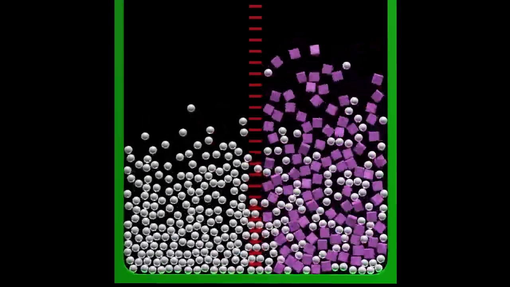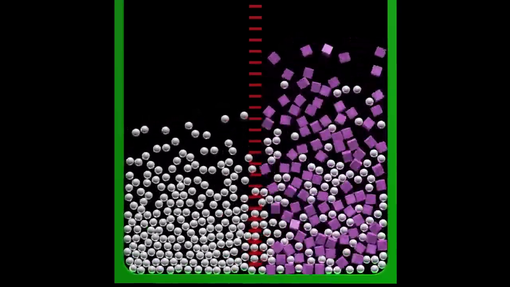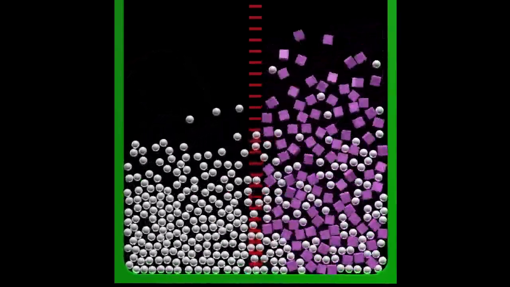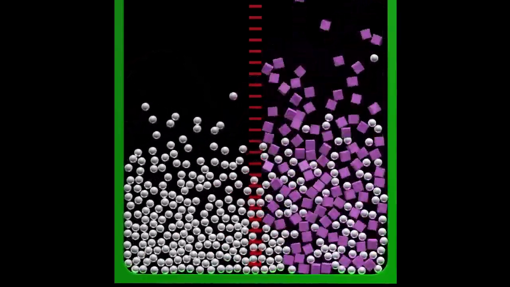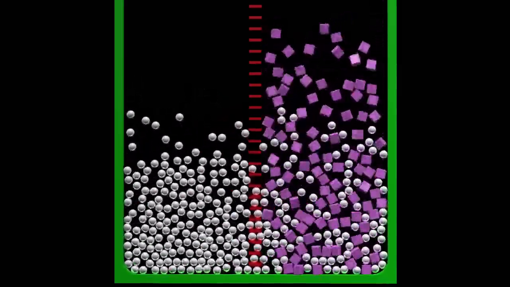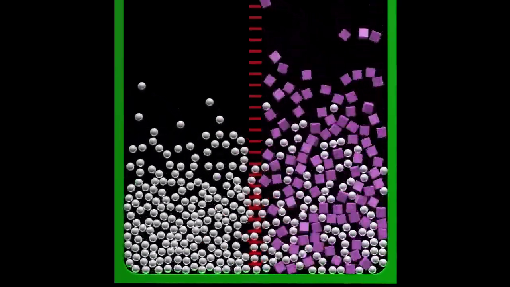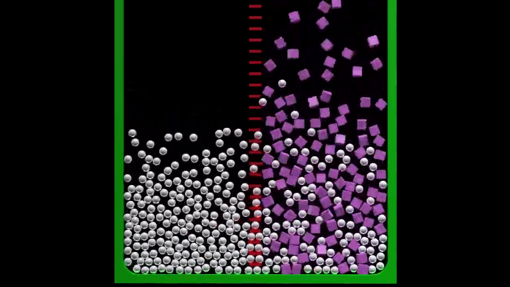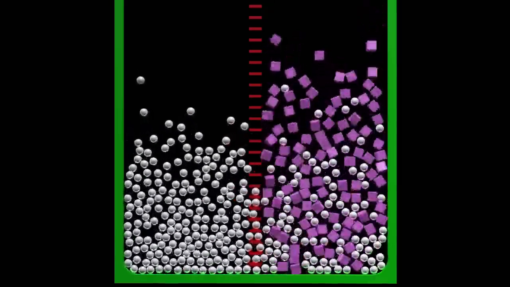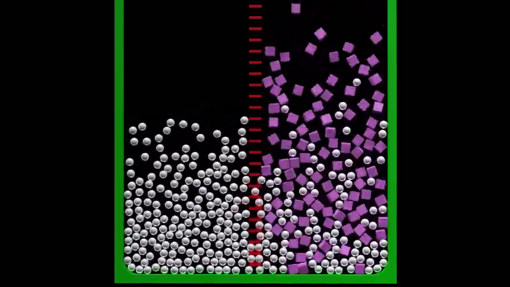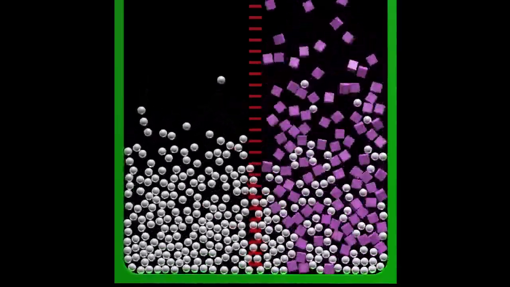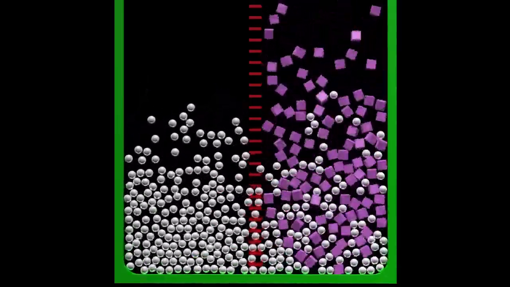All the square particles are stuck on the right side of the barrier. Notice how the particles on the right side rise to a greater height than the particles on the left side. This behavior can also be observed with real fluids in a laboratory. For example, the balls might represent water molecules, and the squares might represent dissolved salt ions. The barrier would be a semi-permeable membrane that only allows water molecules to pass through.